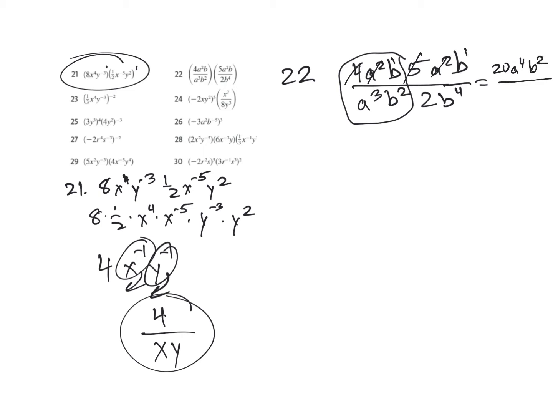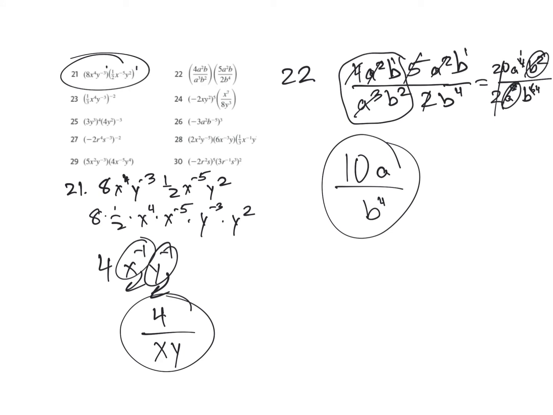On the bottom, you have a 2. A cubed is by itself. And b squared times b to the 4th is b to the 6th. Remember, multiplying like bases, you add exponents. Now, 20 over 2 is 10. A to the 4th over a cubed. 3 of these will cancel with 3 of those, leaving 1 on the top. That's a to the first. 2 of these will cancel with 2 of those on the bottom, leaving b to the fourth on the bottom. That is the easiest way to do those.